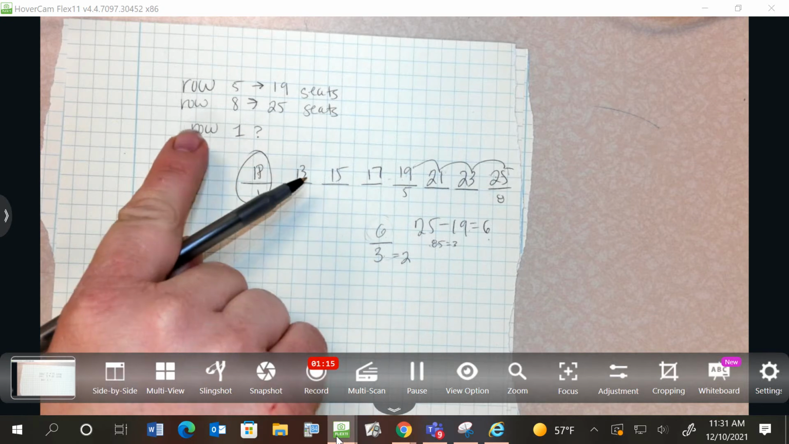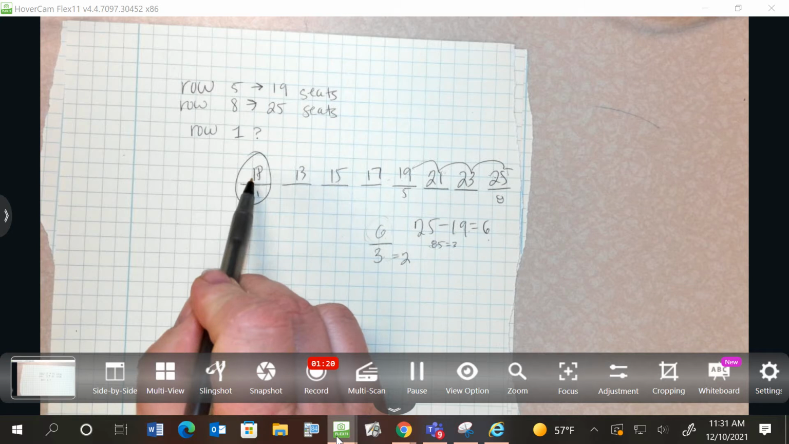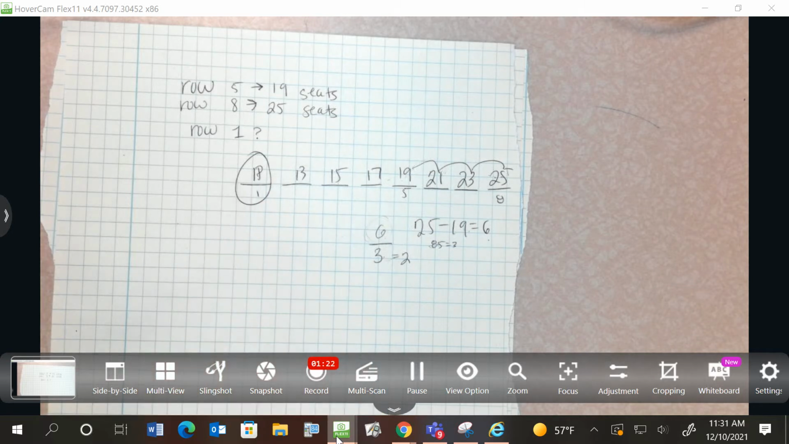So with this particular problem, we can say that in row 1 of this particular concert hall, there would be a total of 11 seats. 11 seats in the 1st row.